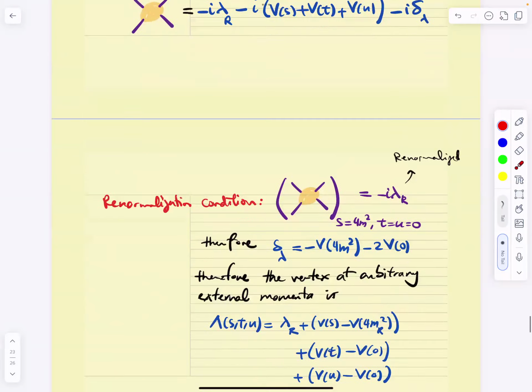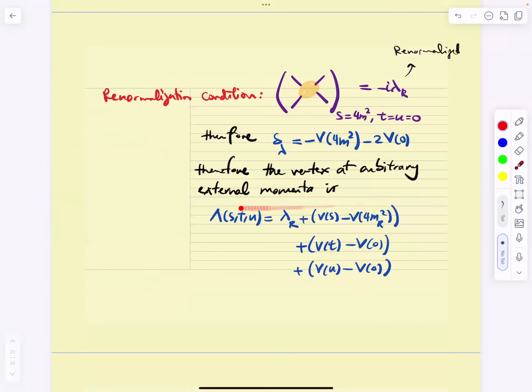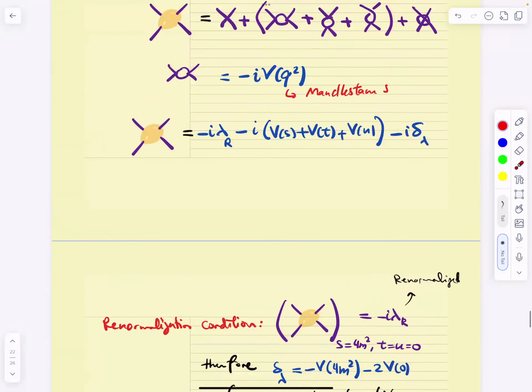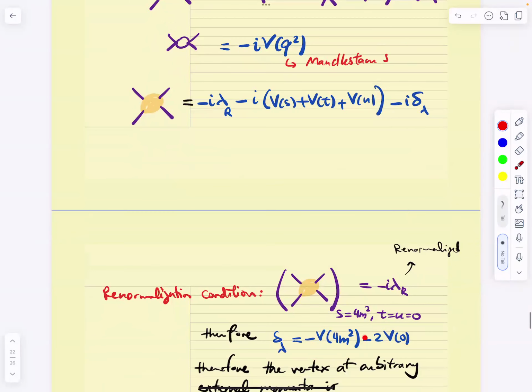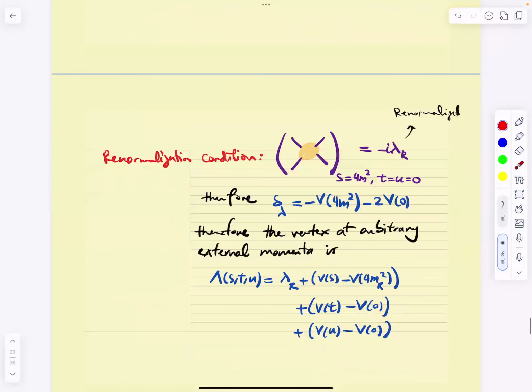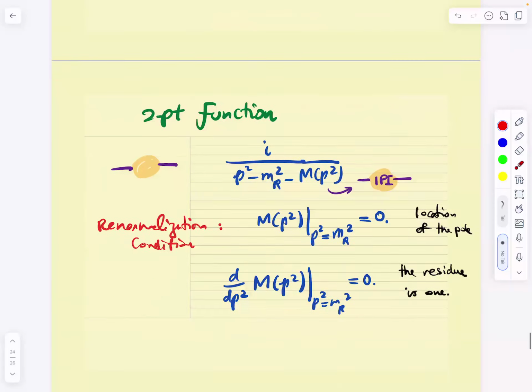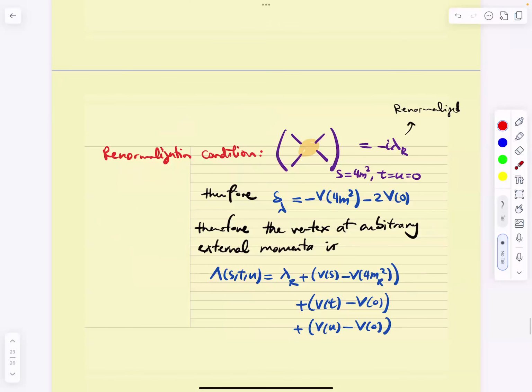Once we fix the counter term, then the vertex at arbitrary external momenta is known, since you know the value of delta lambda from this equation. You plug it in, and for arbitrary s, t, and u, you know what the vertex is. Questions? Oh, I'm running out of time, so I'll probably stop here. Are there any questions? I'm going to review this next time as well, but it's important.